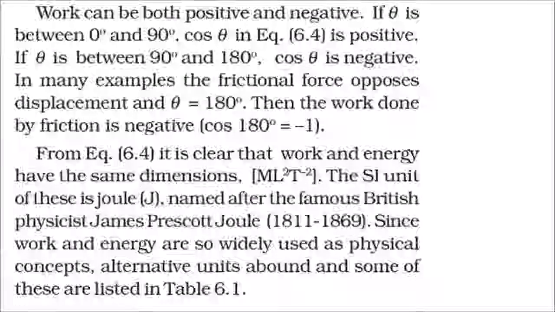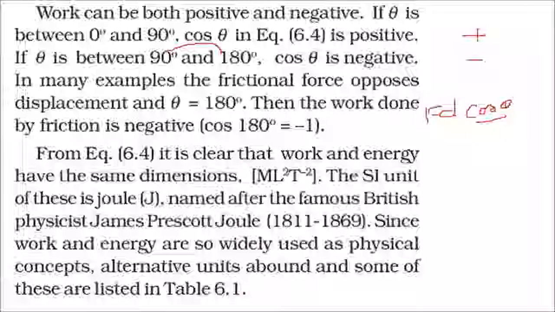So work can be positive, it can be negative, because we have simply F D cos theta. So, it all depends on this angle. If theta is between 90 and 180 degrees, cos theta is negative. For example, the frictional force which is opposing the displacement, that is, when the body is moving, the friction force is always opposite to it. So, the theta between these two is 180 degrees. So, the work done by friction is negative, because cos 180 is minus 1.